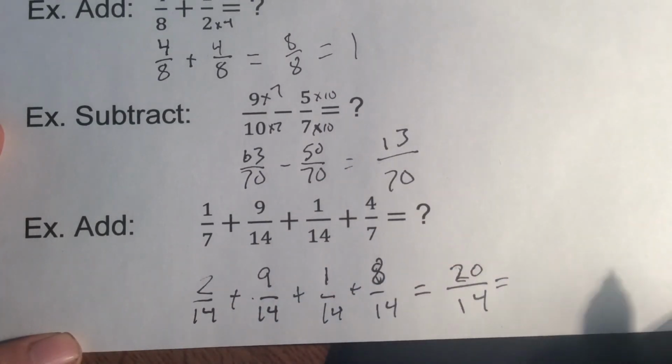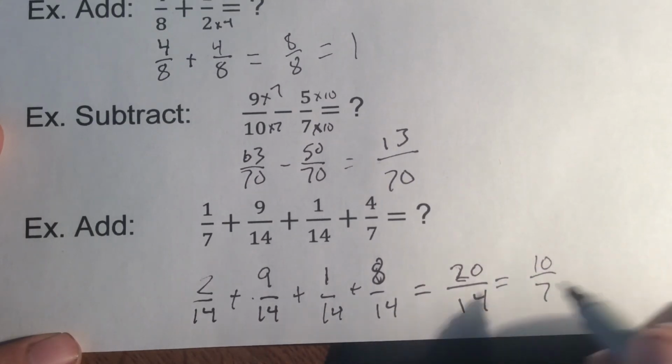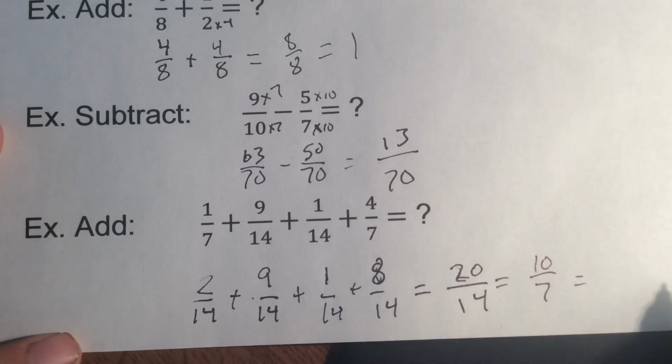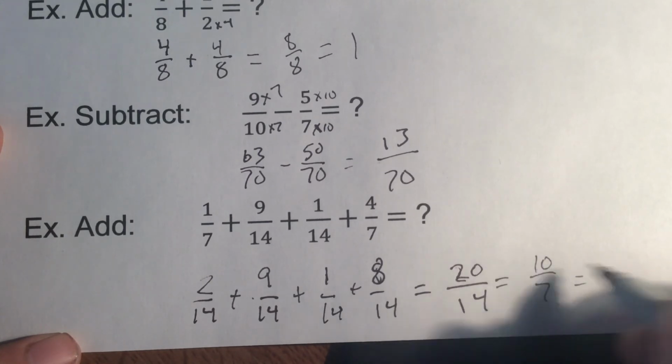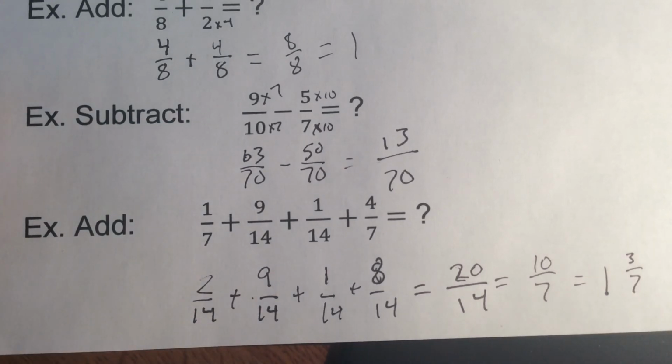First off, we could reduce this by 2 and get 10 over 7. Now, that's an improper fraction, so we would make it a mixed number. 7 goes into 10 once, and there would be 3 left over, so 1 and 3/7 would be your final answer.